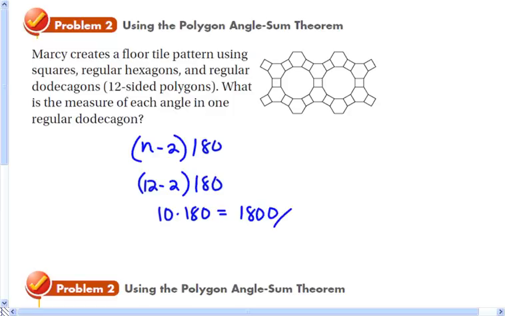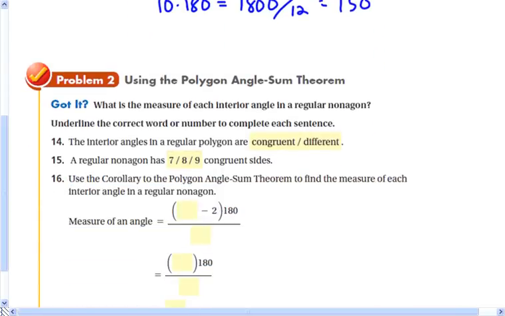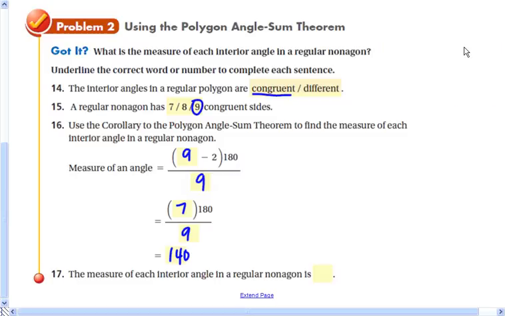But we can just divide that by 12 because a regular polygon is equiangular. And if we divide that by 12, we get 150. So the measure of each interior angle in a regular dodecagon is 150. All right.